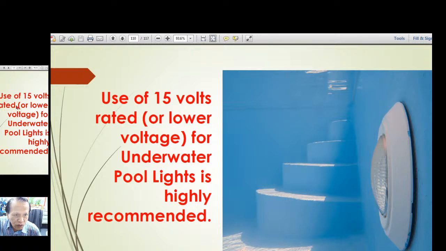Use of 15 volts rated or lower voltage for underwater pool lights is highly recommended. So you should not use 220 volts AC lighting or 110 volts AC lighting, but should use 15 volts or lower DC. Anything above that, like 110 volts and 220 volts, should be avoided.